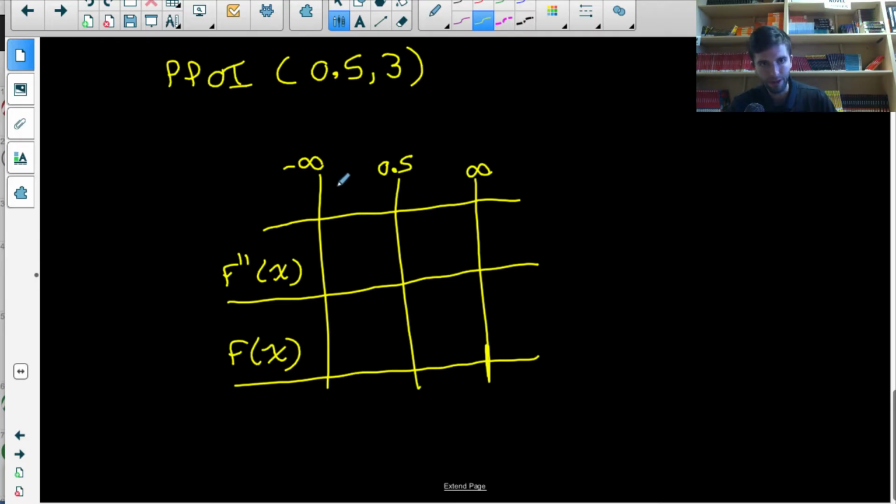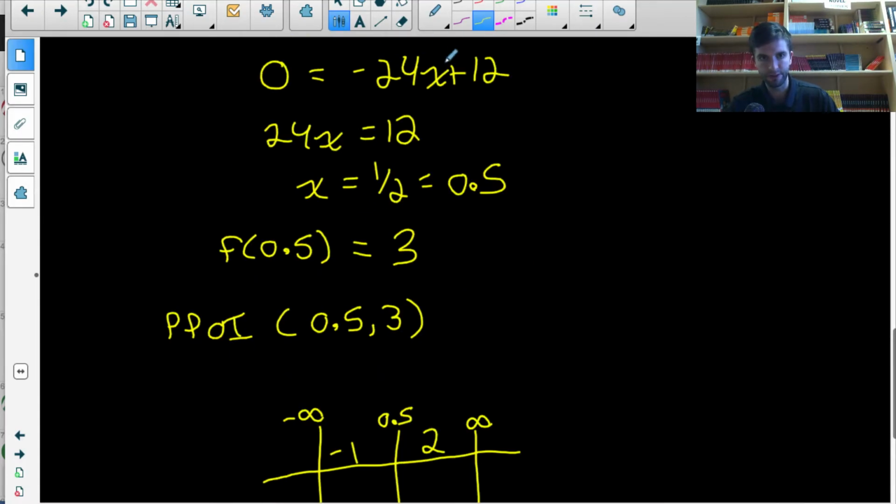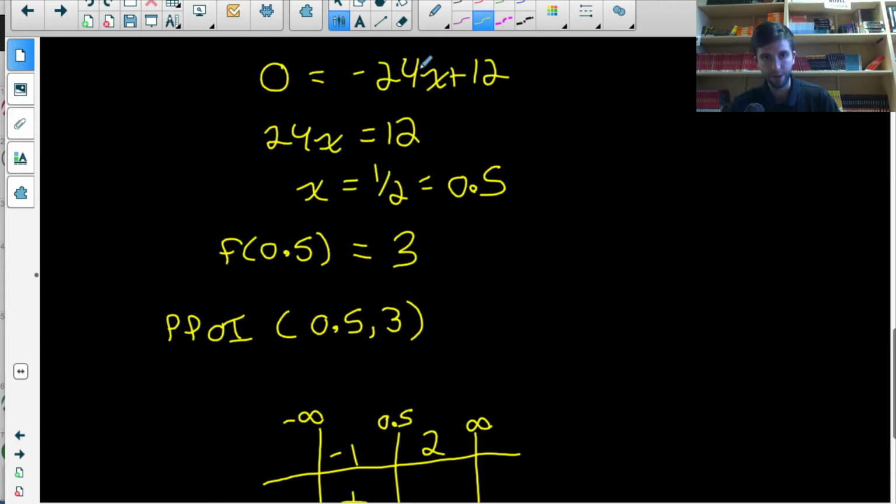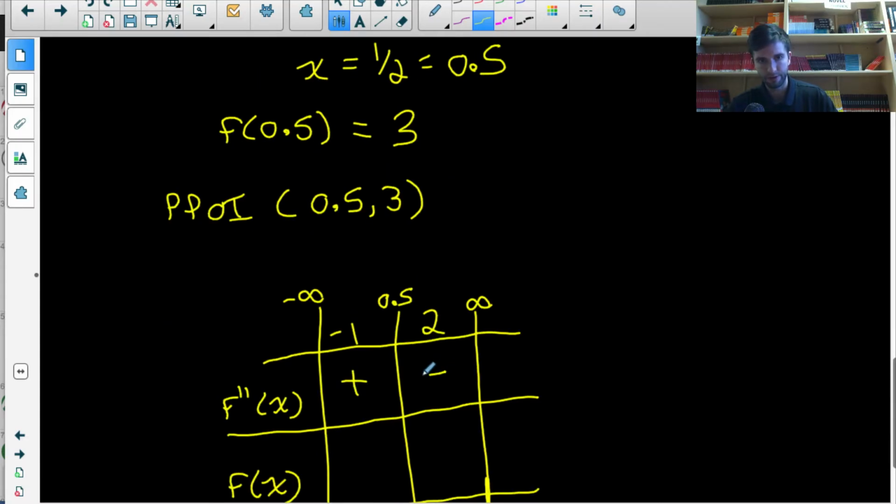So I'm going to pick a point to the left of 0.5, how about negative 1, and a point to the right, how about 2? Let's plug those into the second derivative. Well, here's our second derivative right here. If I plug -1 in, I would get 36, which is positive. And if I plug 2 in, I would get -36, which is negative.